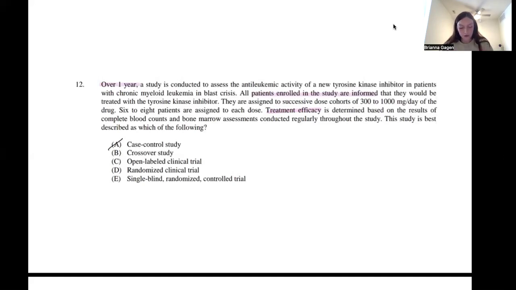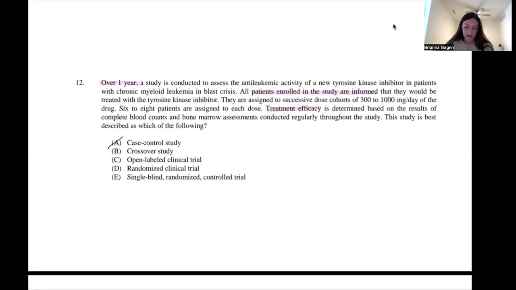And then we get into open label clinical trial, randomized clinical trial, and single blind randomized controlled trial. All of those are very similar. I can go ahead and say that this study sounds like a clinical trial, right? We want to see what dose is the best for this drug to treat chronic myeloid leukemia. So getting into open label, randomized, single blind randomized: is anyone blinded in this study? In this case, it would mean the patients would not know what dose they were receiving, or if they're receiving a placebo or a drug. But in this case, they do know.